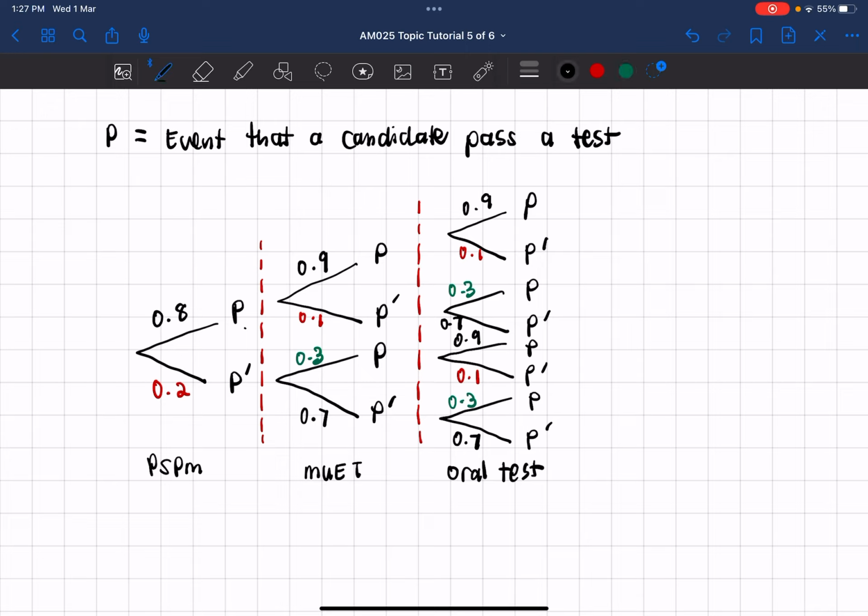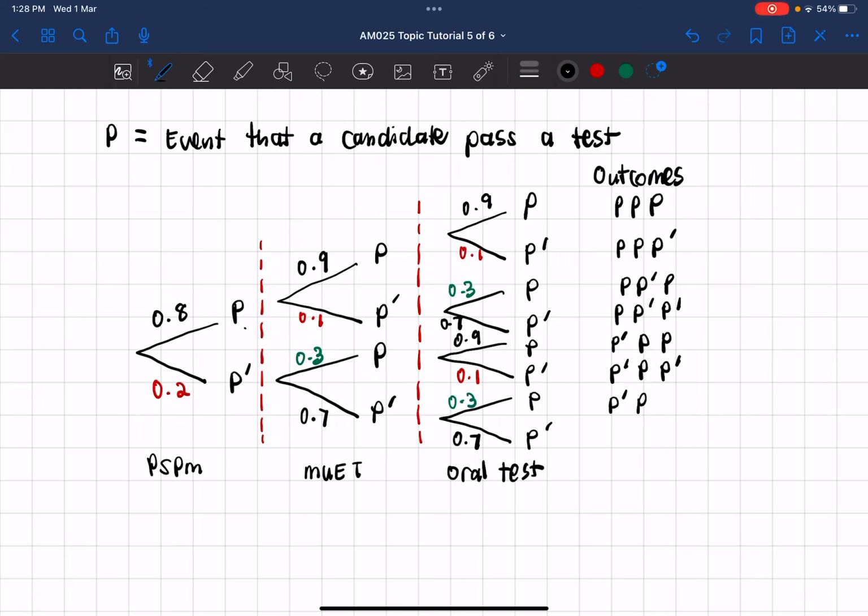Now let us list out first the outcomes. Here is P, P, and P. This one is P, P, and complement of P; P, complement of P, P; P, complement of P, complement of P; complement of P, P, P; complement of P, P, complement of P; complement of P, complement of P, P; and complement of P, complement of P, complement of P.